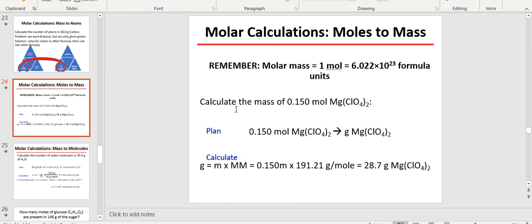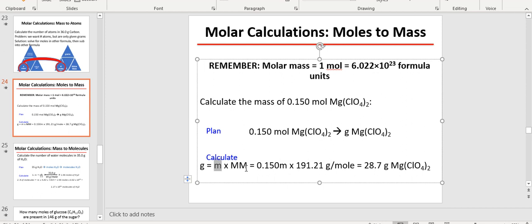What do we got here? Calculate the mass of 0.15 moles of magnesium chlorate. So what am I asking for? Mass. What did I give you? Moles. All right. So I only need one formula because there's only one formula that has mass in moles. This isn't a bad one. So grams is equal to moles times molar mass. I gave you the moles, okay, 0.15 times the molar mass.